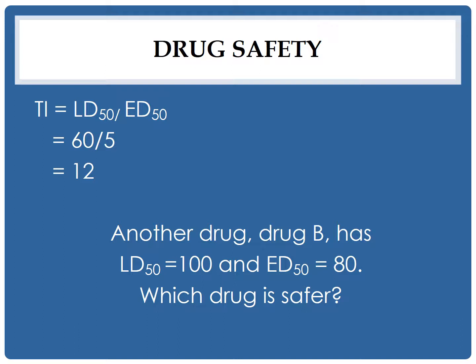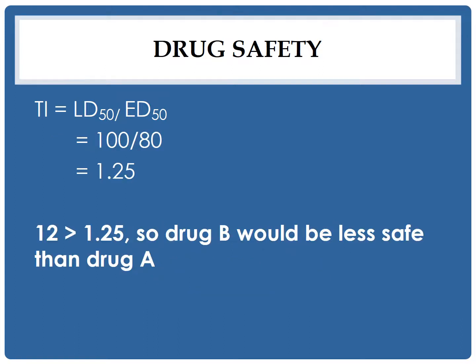Then, for example, let's say another drug has an LD50 of 100 and an ED50 of 80. The question is, which drug is safer? Again, to calculate the therapeutic index, you divide LD50 by ED50, and in this case it's 100 divided by 80, which gives a therapeutic index of 1.25. So comparing drug A's therapeutic index of 12 to drug B's therapeutic index of 1.25, drug A is far safer.